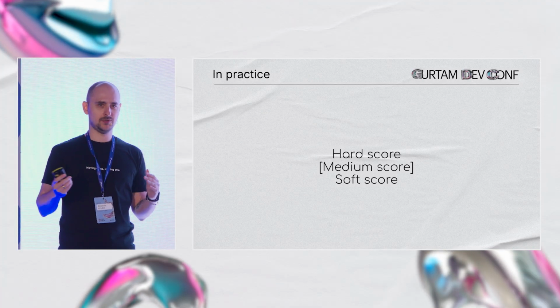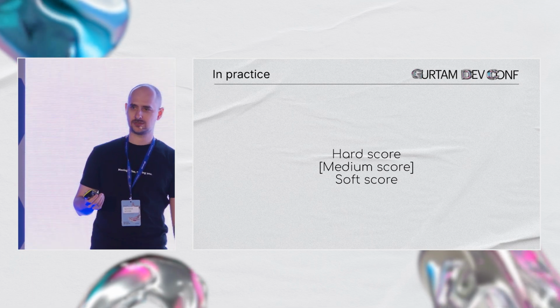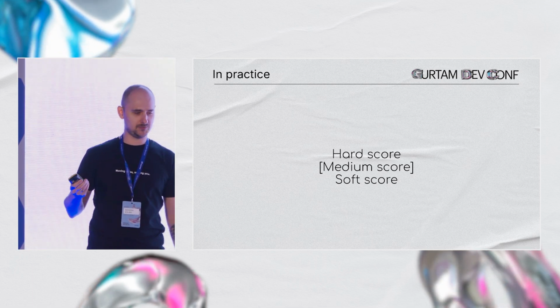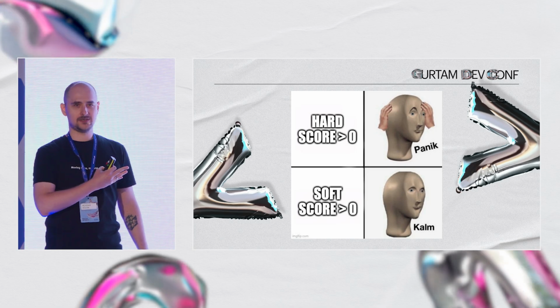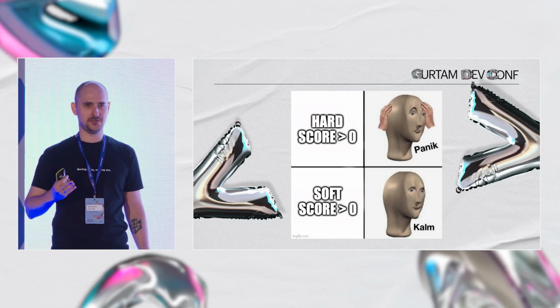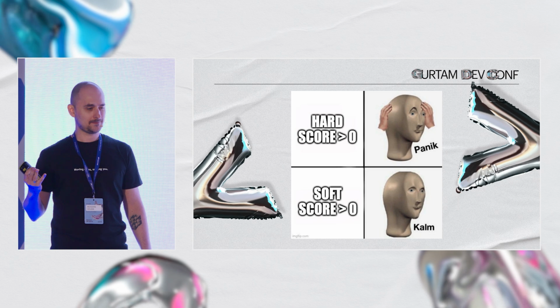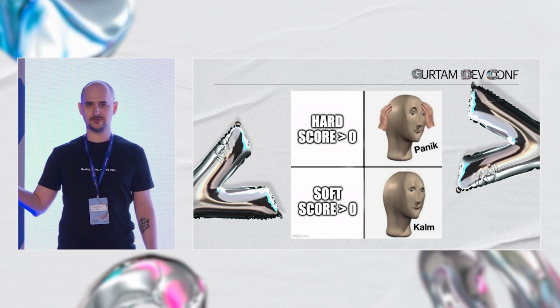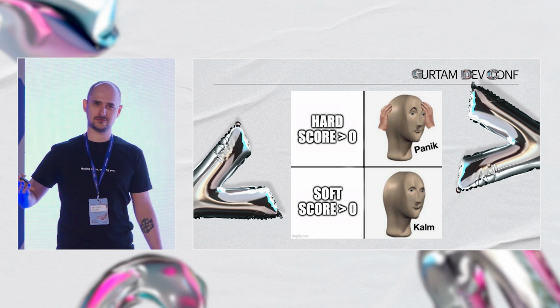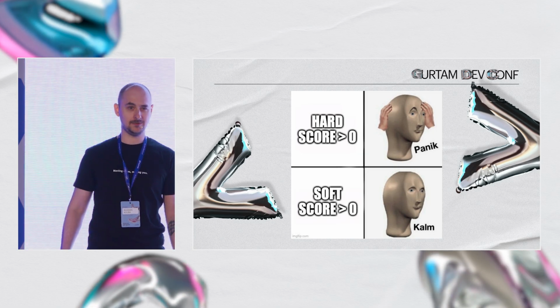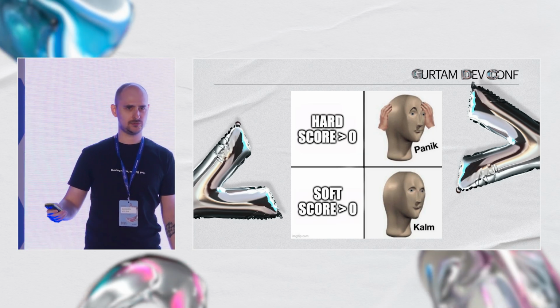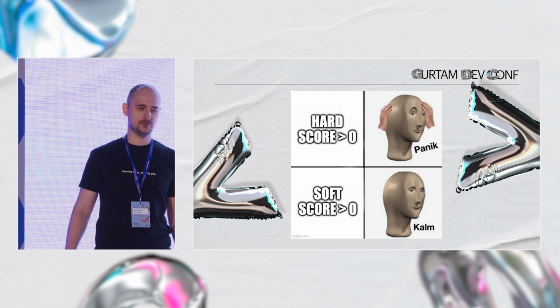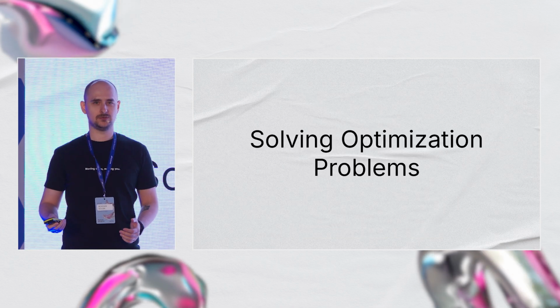Soft score is something that we want to optimize, but we don't expect it to be perfect. And when we look at the result score at the end of the optimization, if hard score is non-perfect, we can panic. We don't have any solution. If soft score is not perfect, then it's fine. It's something we want to optimize, but it's okay. Now, with all this knowledge, we can look at possible ways to solve optimization problems.